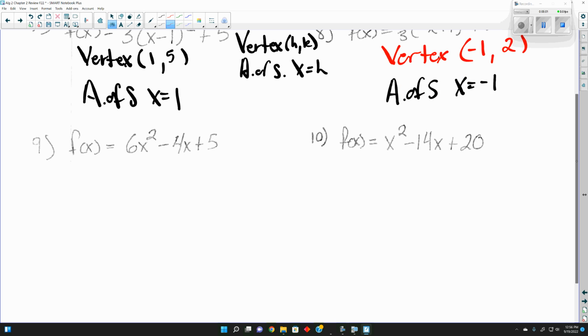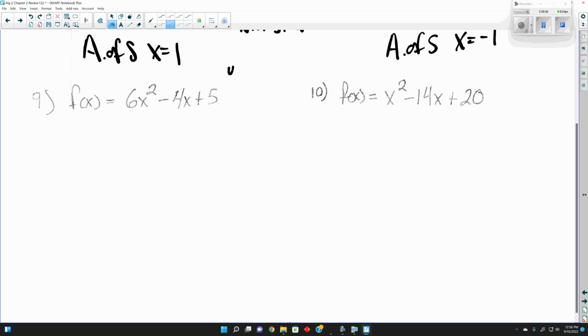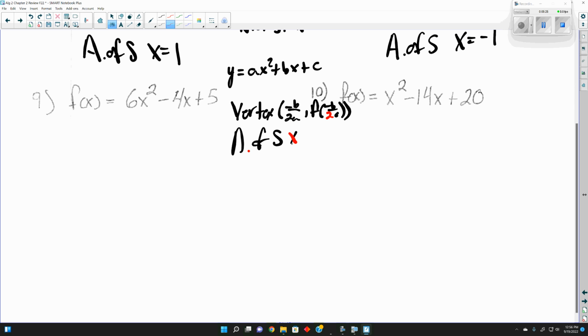Now 9 and 10, it's in standard form. So we're looking at our y is equal to ax squared plus bx plus c. And our vertex is the point negative b over 2a, comma, f of negative b over 2a. And the axis of symmetry, x is equal to negative b over 2a. And again, I included these in the back of the review sheet for y'all here. Now, do we want to look at 9 or 10?